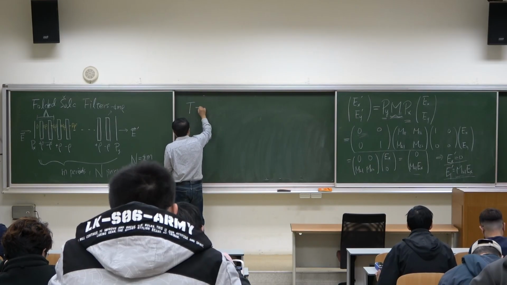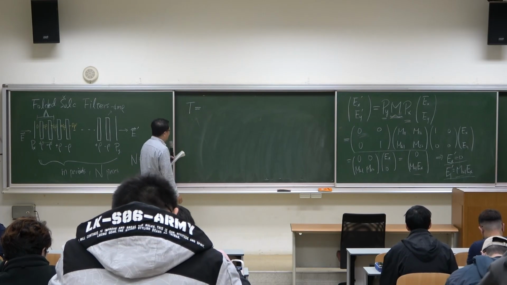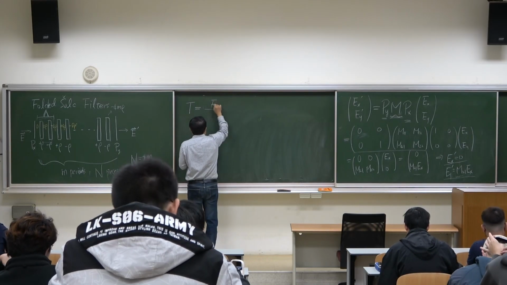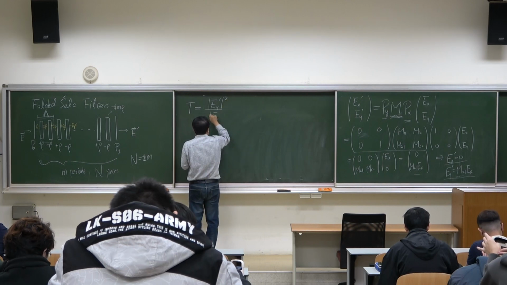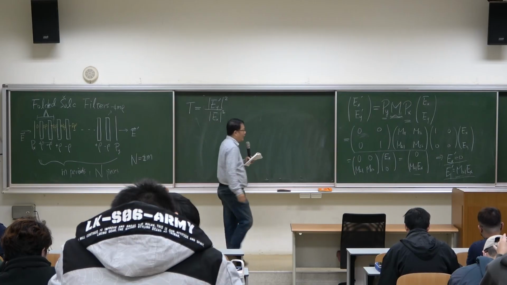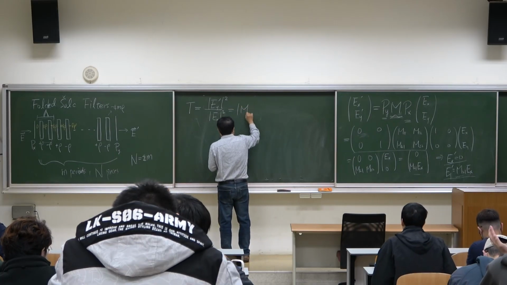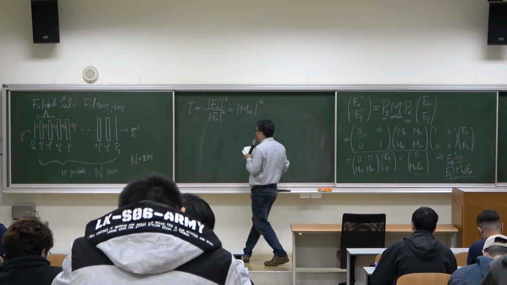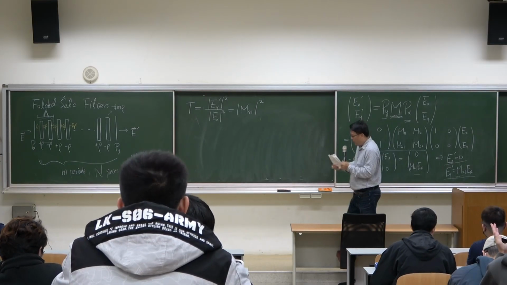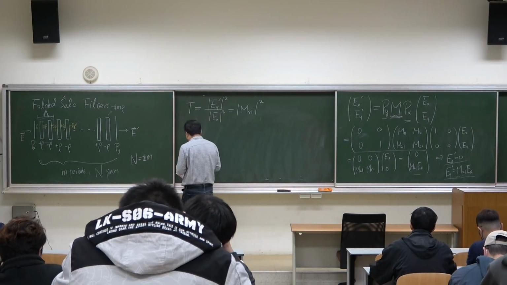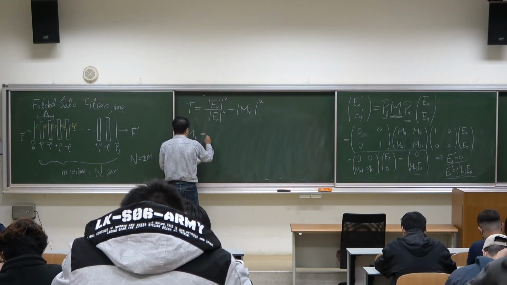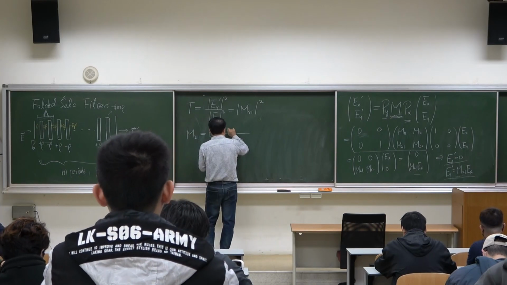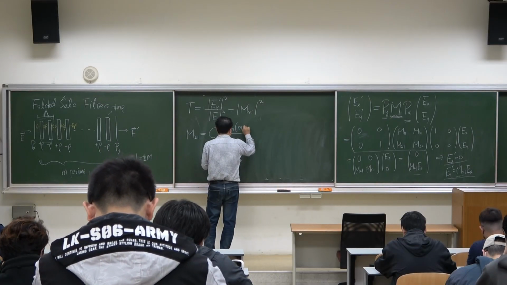So, if we want to calculate the transmissivity, it is equal to Ey prime absolute square over Ex absolute square, okay? And the result is the absolute value square of M21. However, what is M21? M21 is this. M21 is C times sine M theta over sine theta.